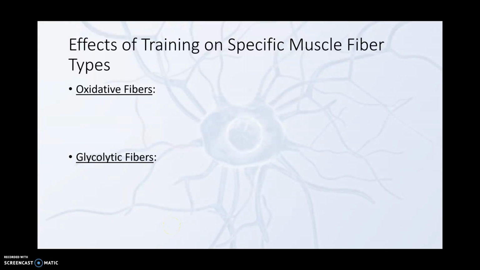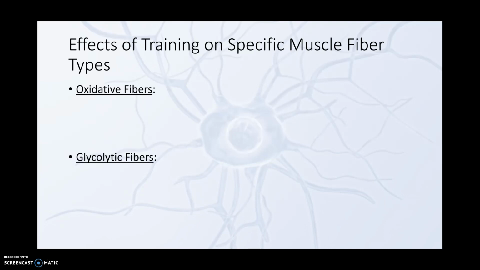We're going to continue talking about certain effects of training on muscle fiber types. We're going to break those into oxidative and glycolytic fibers. Muscle fibers that are frequently active respond by increasing their performance capabilities. The changes that occur are going to be different for different muscle fiber types. So let's talk about oxidative fibers first.